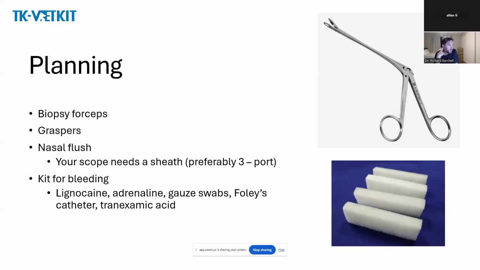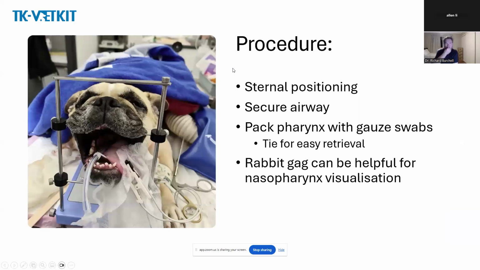And then also, your scope will need a sheath. And I would recommend that if you have one sheath, because I have two sheaths, I have a 2-port sheath and a 3-port sheath. So I would recommend that you have a 3-port sheath, because you've got one port for flush, you've got another one that you can suction from, and you have a third one as a working channel. So that's what I would recommend. And then just make sure that you've got a kit for bleeding if you have a bad nasal bleed. Always prepare for a nasal bleed.